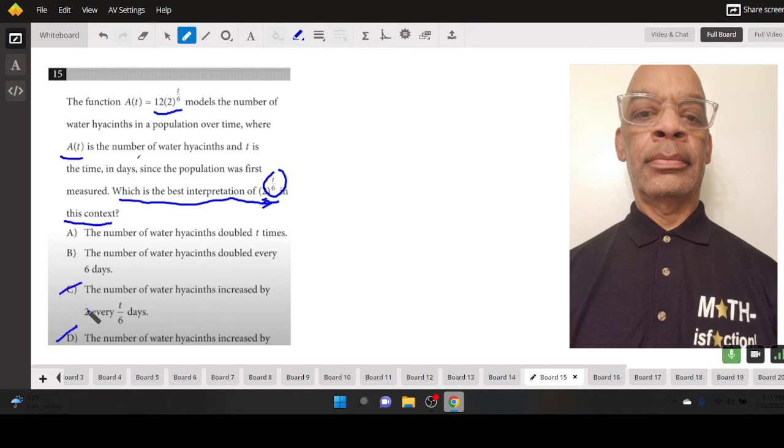Quick scan, we see double. In B and C, the number of water hyacinths doubled every 6 days. Yes, because you need to put a 6 in the numerator to make that equal 1 for your first doubling. 12 in the numerator makes that equal 2. That'll be the next doubling. 18 will make it equal 3 for the next doubling. This essentially would be 2 to the first, this will be 2 to the second, this will be 2 to the third.